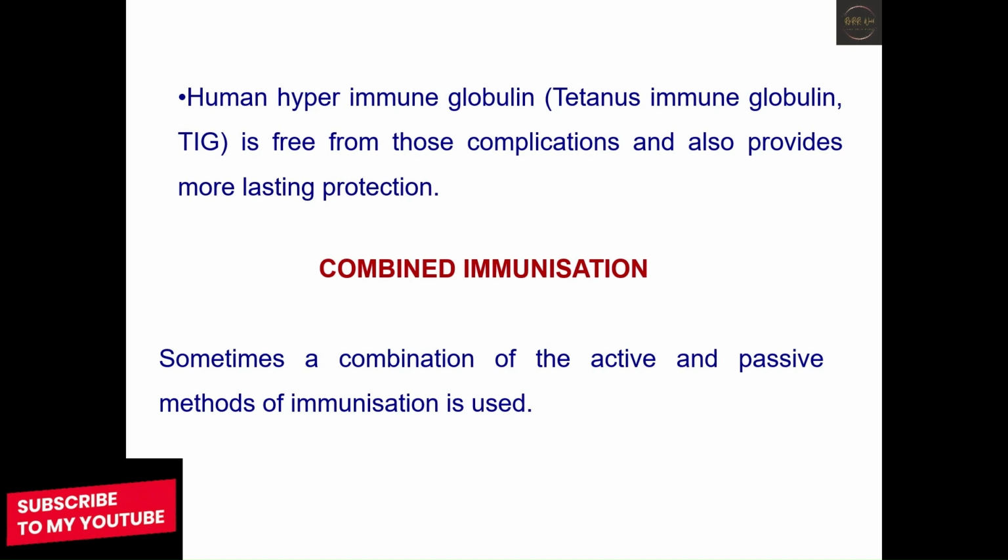Coming to the next type of immunization, which is combined immunization. From the term it is clear: combination. It is a combination of both active and passive methods of immunization. Here combination vaccination takes place when two or more vaccines that could be given individually are put into a single shot. So this is all regarding the topic of immunity.